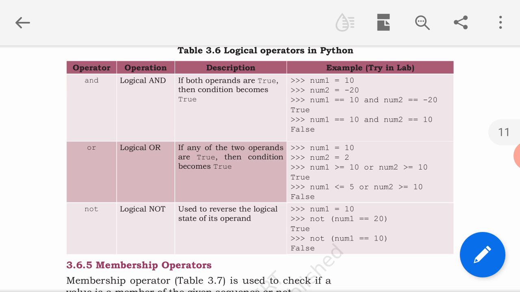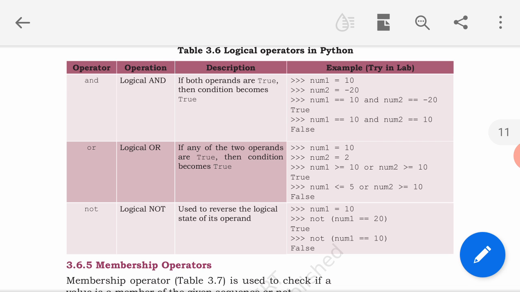But if any of the values is false, or both are false, then the answer will be false. In another example, num1 is 10, it is true, but num2 is not 10, it is minus 20, so it gives a false value. So true and false gives false.